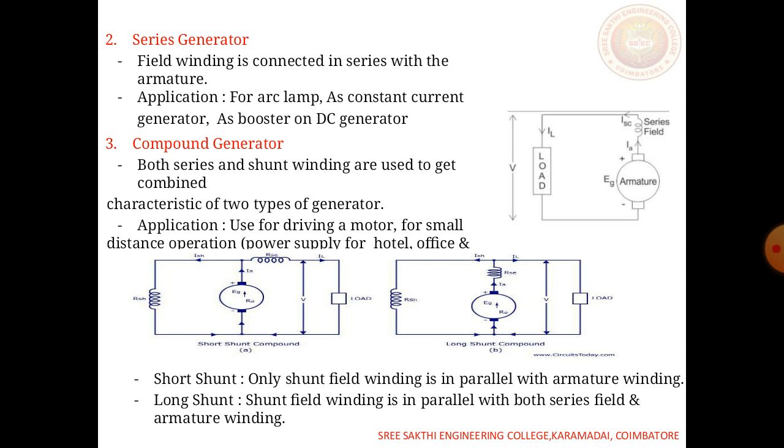And finally, this compound generator has two different types, long shunt and short shunt. The short shunt will be connecting the shunt field winding in parallel with the armature winding. But in long shunt, you have the shunt field winding in parallel with both the series and armature winding. So, these are the different types of generators. So, with this, the generator topic is over. Thank you.